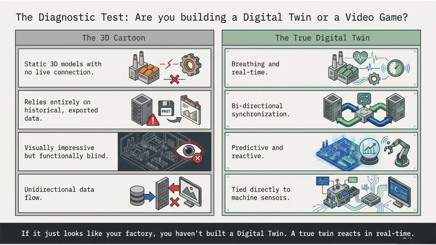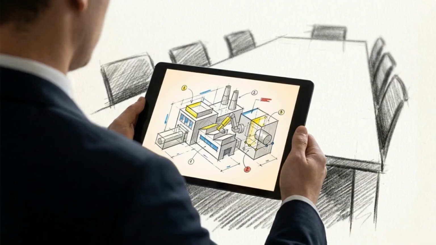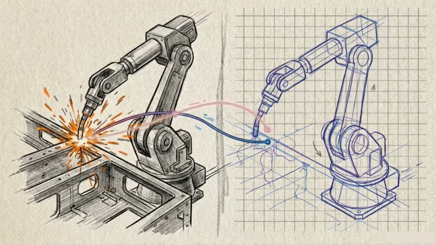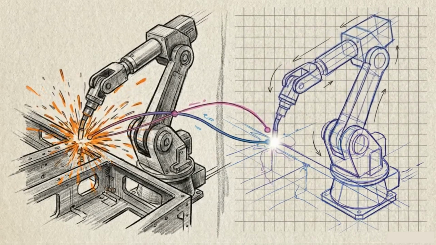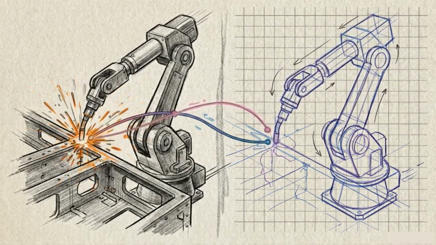A 3D model of a factory floor without a live data connection is a video game. It might look impressive in a boardroom, but it lacks the functional utility of an engineering tool. A functional digital twin reacts in real time to the physical movements happening on your actual production line.